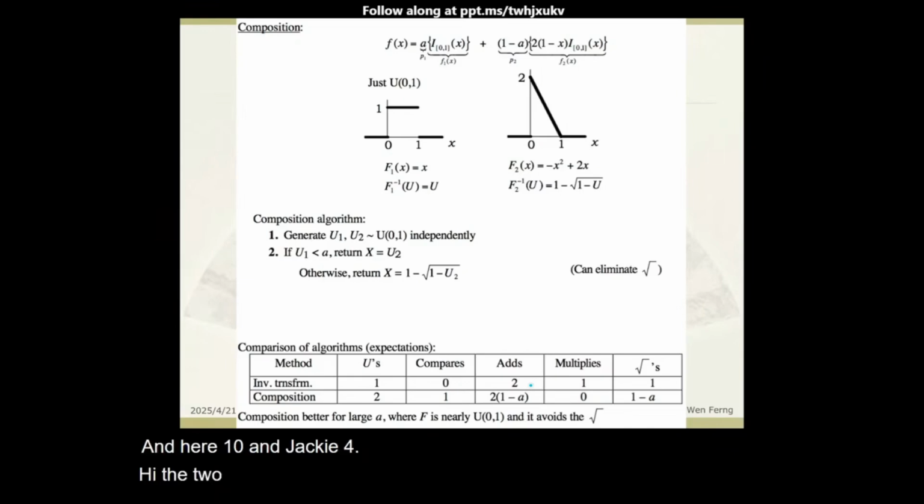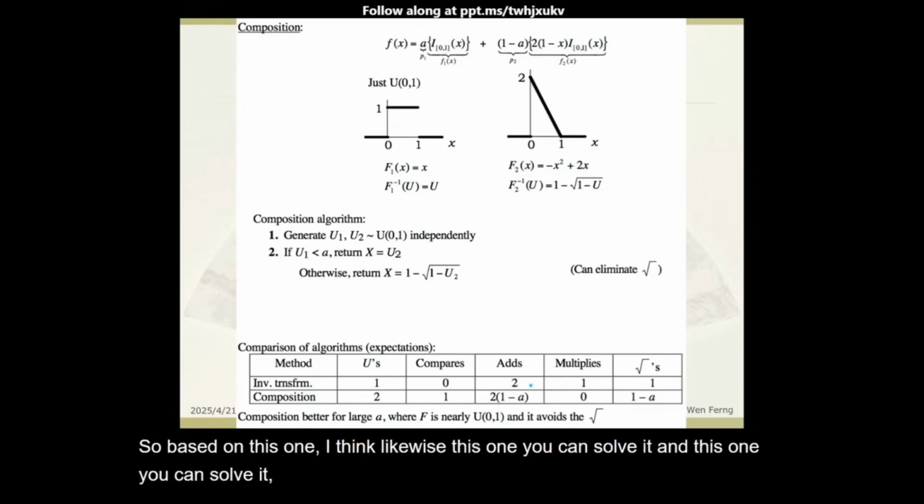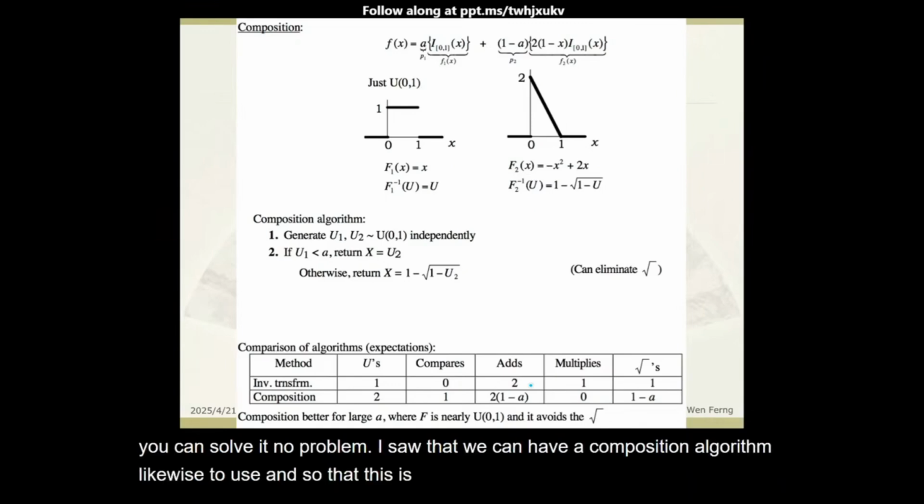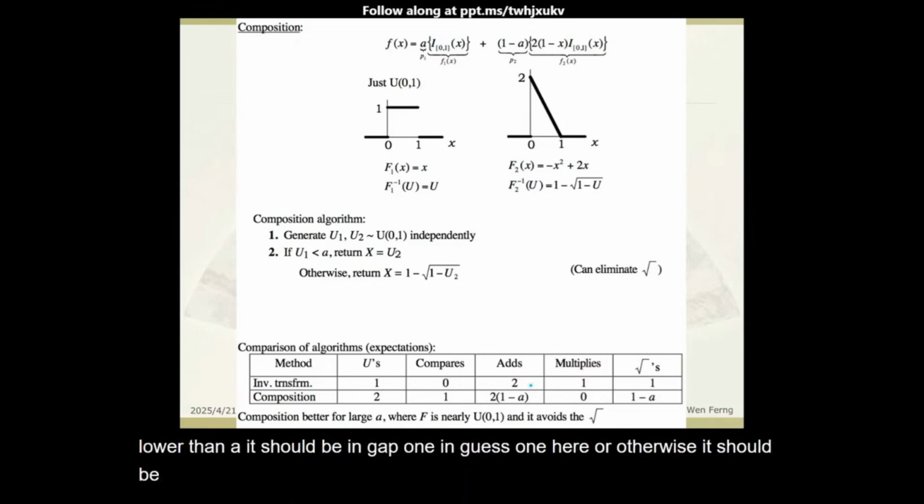Okay, good. So, based on this one, I think likewise, this one you can solve it, and this one you can solve it, no problem. And so that we can have a composition algorithm. Likewise, we use the index lower than A because the area is A. So lower than A, it should be index 1 here, or otherwise, it should be index 2. So finally, the composition algorithm here is okay.